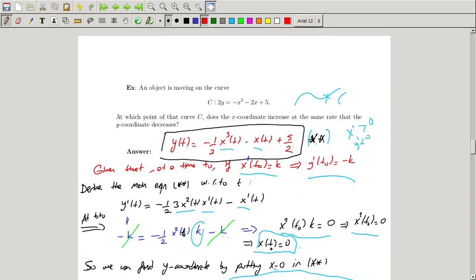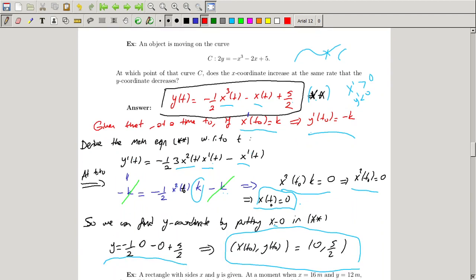The next one is about a moving object on a curve. An object is moving on a curve C, and the equation of this C is given in the following form. At which point, somewhere here at the curve, does the x coordinate increase at the same rate that the y coordinate decreases? Okay, let us write the given values.